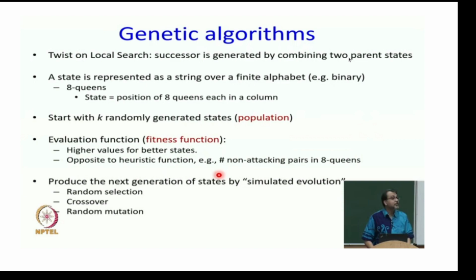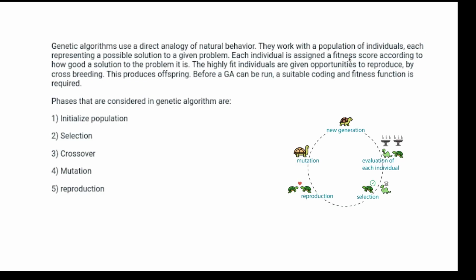It produces the next generation of states by simulated evolution. So this operation we already discussed. Selection: there is a random selection, but there we did some selection criteria based on fitness. Then we did crossover. Then finally mutation. Mutation was random there. Mutation means changing a bit.